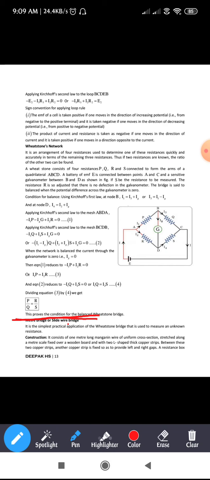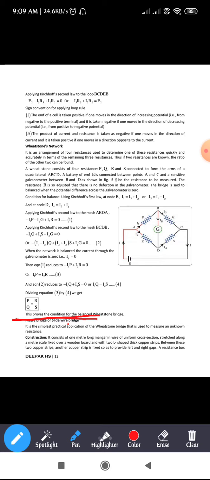So this is the mathematical equation, right? Similarly, if you apply the Kirchhoff loop rule to the mesh or loop BCDEB, you get the equation minus E2 minus I3 R3 plus I2 R2 is equal to 0, or minus I3 R3 plus I2 R2 is equal to E2. So this is the equation, right? I hope it is clear, right?